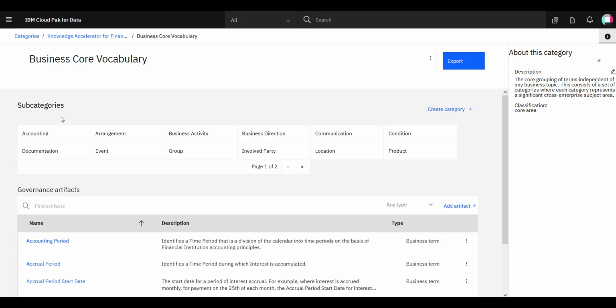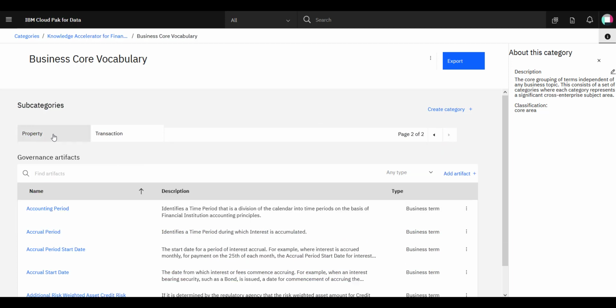This is the core area of the vocabulary to which all other terms within the business performance indicators and industry alignment vocabularies are mapped. These 14 subcategories conveniently group the terms into the main business concept areas covering the spectrum of financial services information, including arrangement, communication, involved party, product, property, and transaction. Let's look at the transaction and involved party categories in more detail.